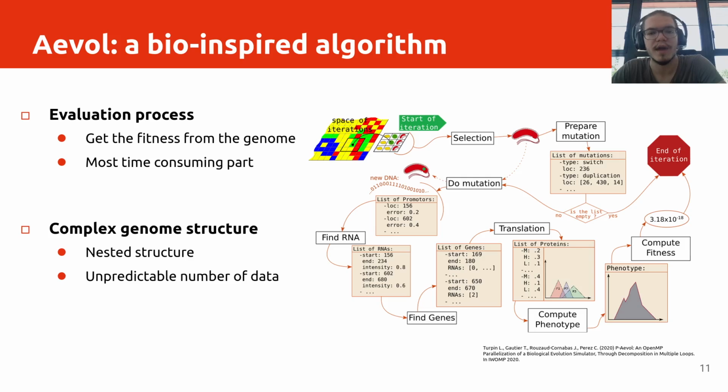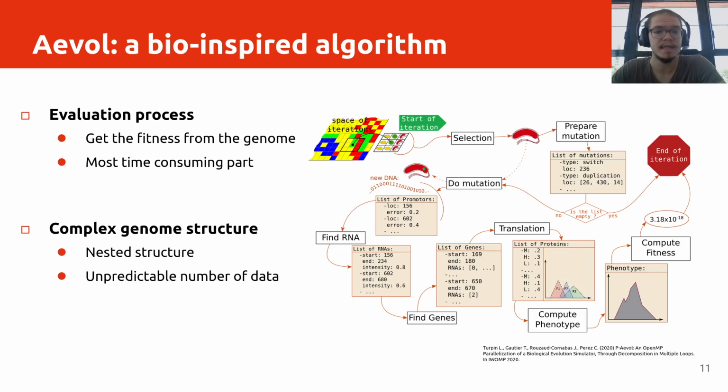On the figure at the right, you can see a glimpse of the algorithm that implements the model of EAHPC. The part that caught our attention is the evaluation process of an individual. That means the process that gives the fitness from the genome. It is indeed the most time-consuming part of the algorithm, and it is where all the irregularities lie. These irregularities are due to the complex structure of the genome. The genome contains RNAs that contain themselves genes, and their number are not known in advance.